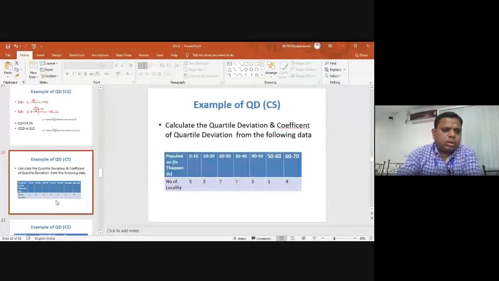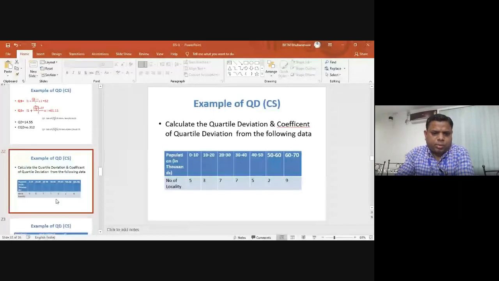Calculate the quartile deviation and coefficient of quartile deviation from the following data. The same problem, but the frequencies are different. Population in 1,000 and number of localities. In case of population, 0 to 10, the frequency is 5, 10 to 20, frequency is 3, again 20 to 30, frequency is 7, and 30 to 40, frequency is again 7, 40 to 50, frequency is 5, 50 to 60, frequency is 2, and for the last one, 60 to 70, frequency is 9. Calculate the quartile deviation and coefficient of quartile deviation from the following data.